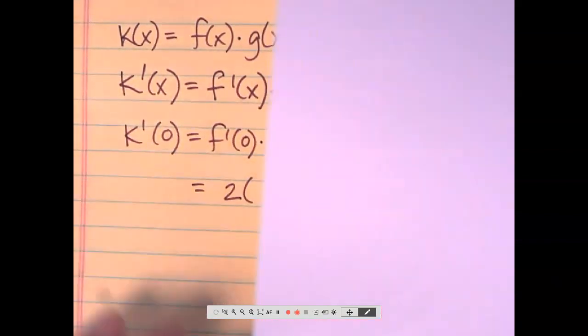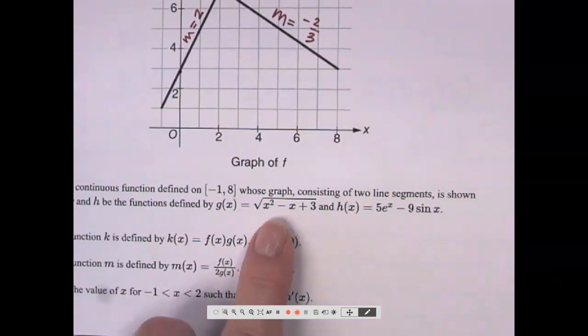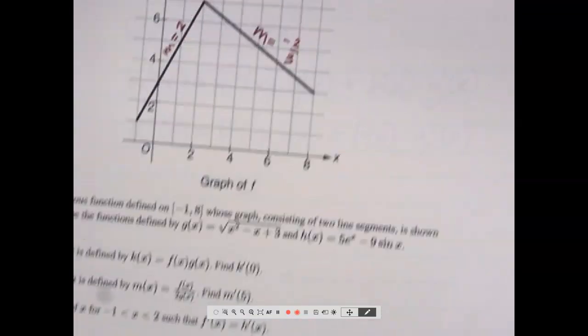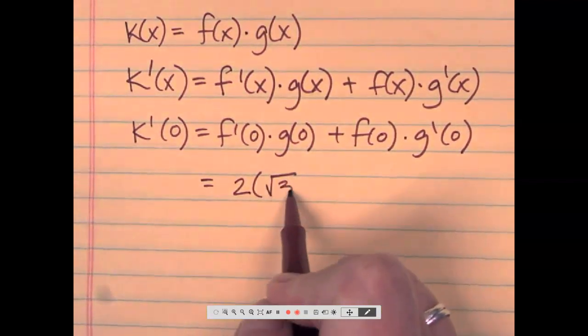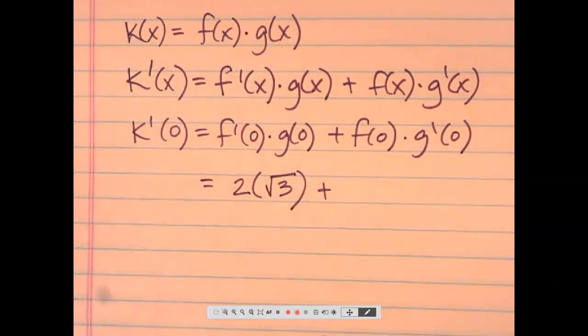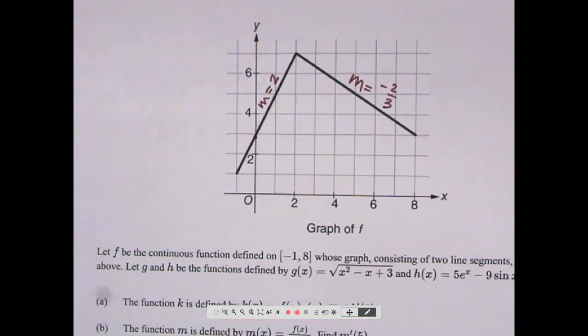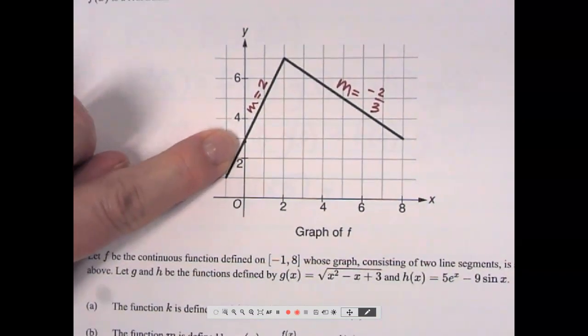Okay, g of 0. Well, that means go to function g, plug in 0. You can do that in your head. What do you get? Square root of 3. And f of 0 is whatever the y value is there. That's 3.